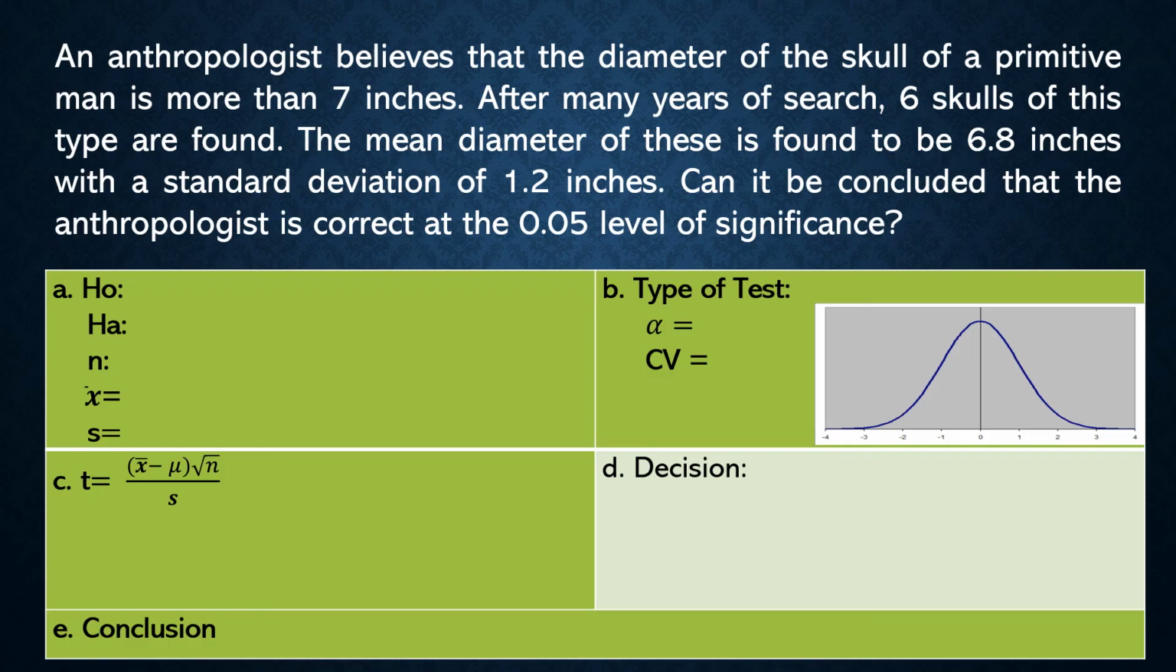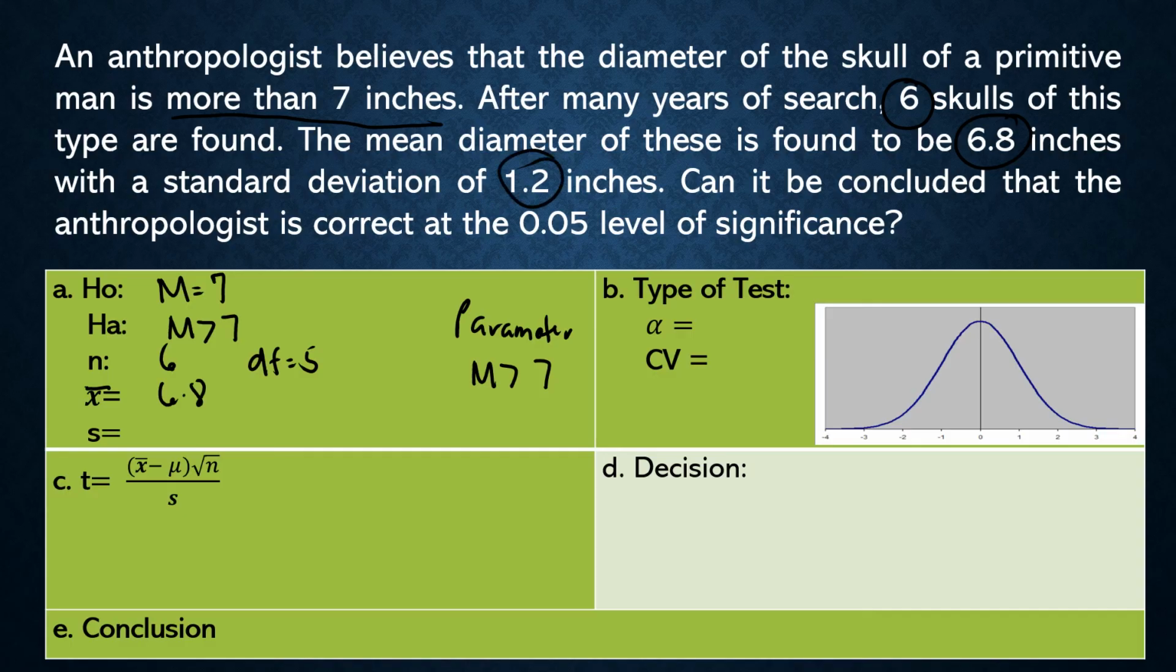Let's start identifying the parameter. For this one, our parameter is more than 7 inches. So it implies that it's mu greater than 7. So therefore, we have mu equals 7 for our H of O or null, mu greater than 7 for our alternative, and for N, we have 6 skulls. So therefore, our DF is equal to 5. Now, for your X bar or our sample mean, we have 6.8 inches. And our standard deviation is 1.2 inches. Now, we're done with letter A.